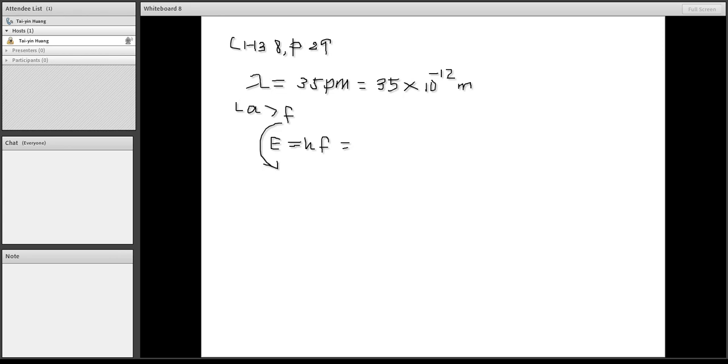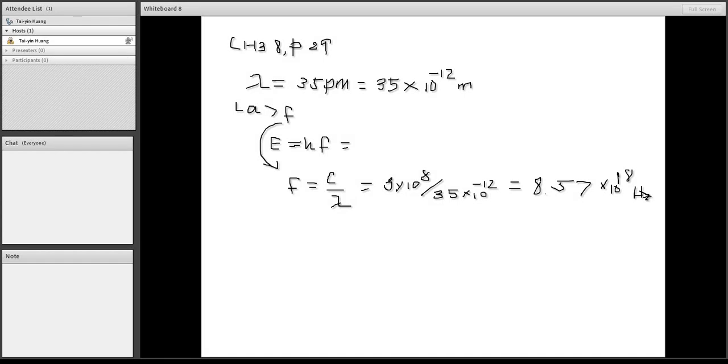So how to calculate frequency? We know that frequency and wavelength are related by this: it's the speed of light over the wavelength when you're dealing with a photon. So in this case, the speed of light is 3 times 10 to the 8th, and the wavelength is 35 times 10 to the negative 12. When you plug in, you'll get a frequency that's very high. It's 8.57 times 10 to the 18 hertz. That's the frequency, and that's in hertz.